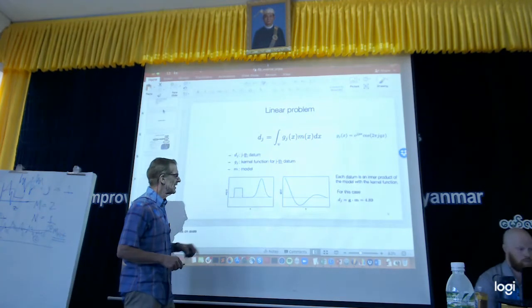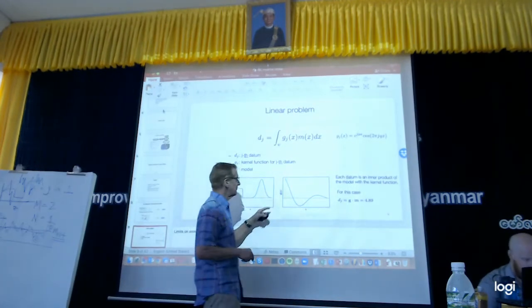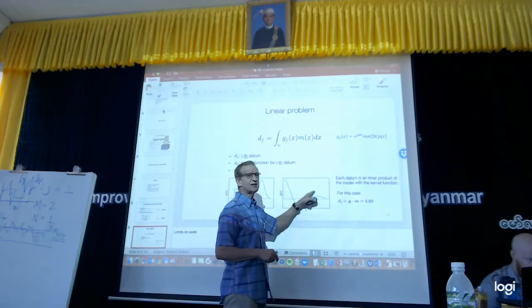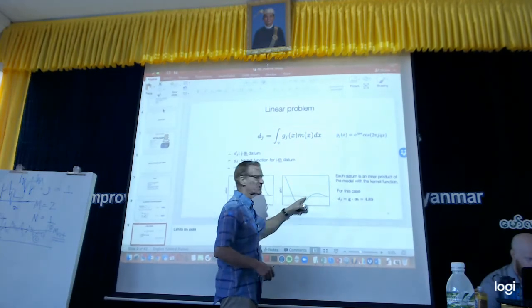And the first datum, or the first kernel function, let's suppose it looks like that. You can control that, but let's suppose it looks like that.